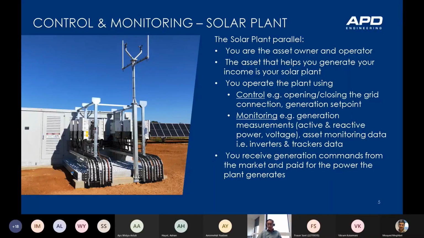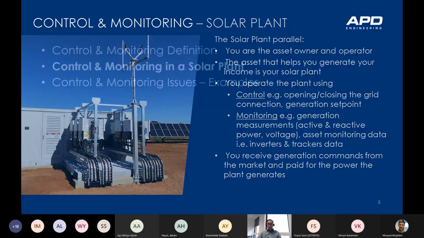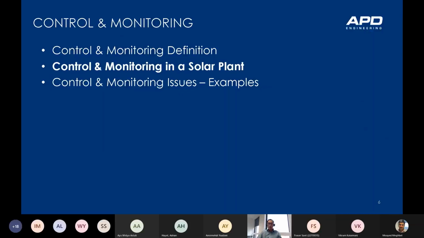You monitor your assets, inverters and trackers, all that data. And you also receive generation commands from the market, and you pay for the power that the plant generates. So that's pretty simple. Hope that paints a picture of what we generally mean by control and monitoring with respect to a production plant. So now we'll go a bit deeper into the solar plant.